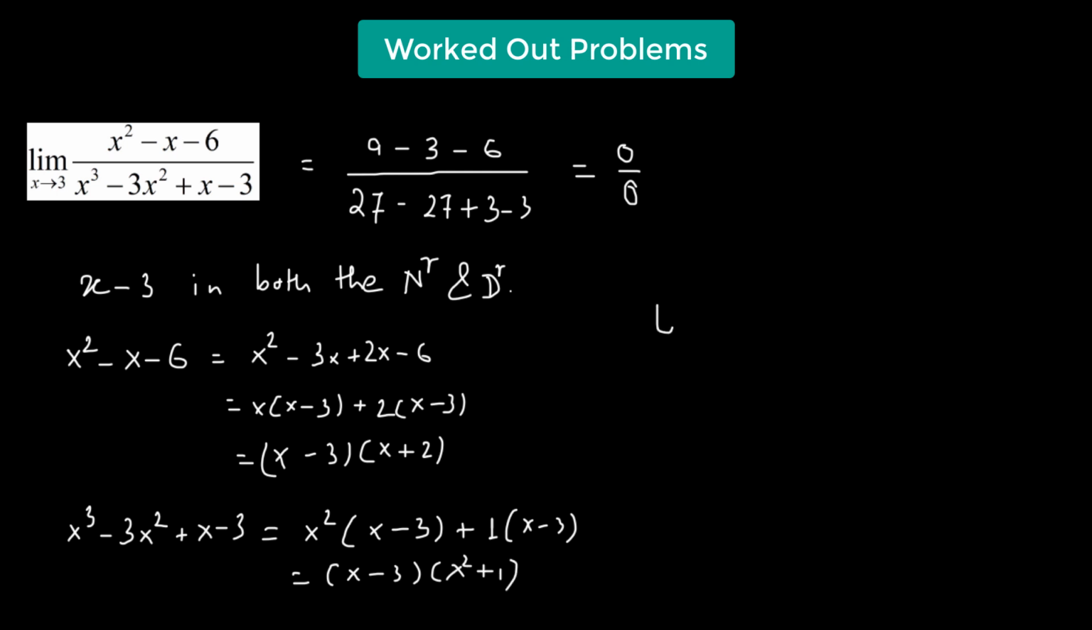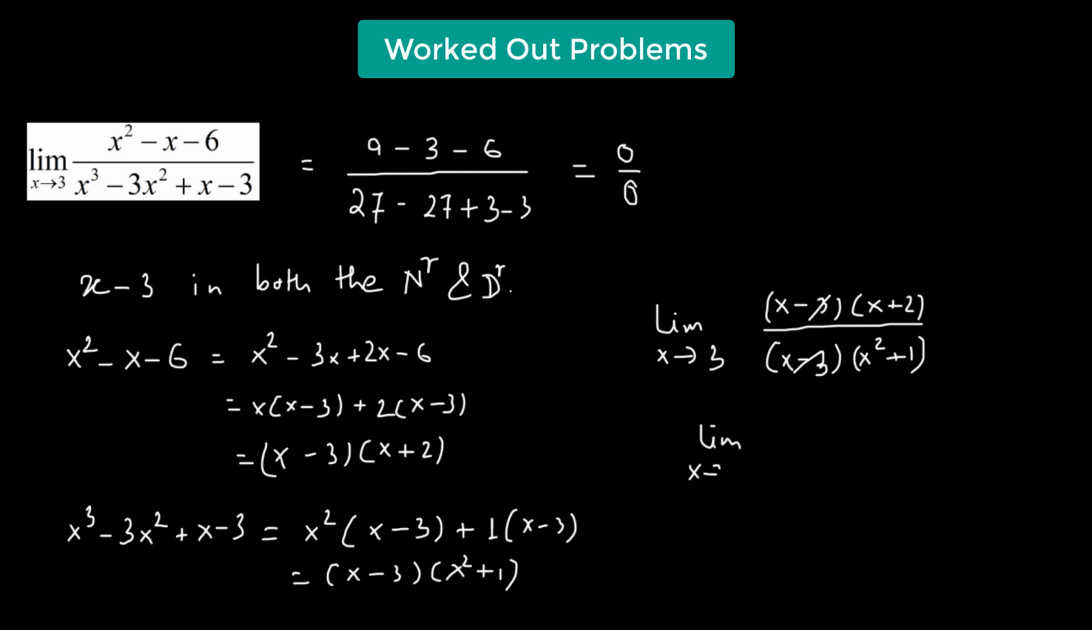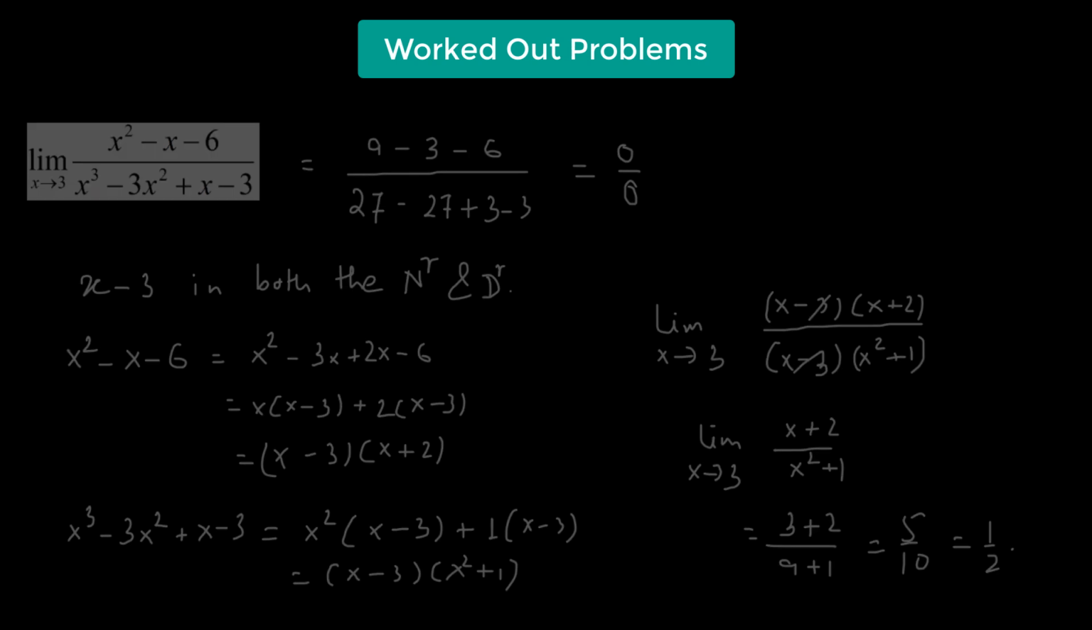So let us substitute this value back into our original function. So we have x minus 3 times x plus 2 in the numerator, divided by x minus 3 times x squared plus 1. So x minus 3 gets cancelled out from both the numerator and the denominator, and that leaves us with x plus 2 over x squared plus 1. Now we're going to substitute the value of x with 3, so that gives us 3 plus 2 over 3 squared, which is 9 plus 1. So we have 5 over 10, and the limiting value is half.